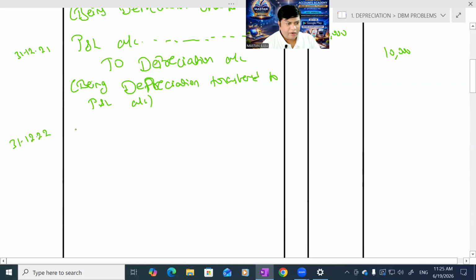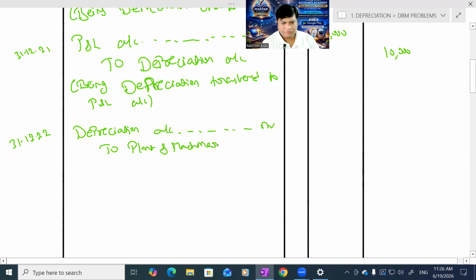31/12/2022 entry again, right? For the second year, the above two entries will be repeated again. Depreciation account debit to plant and machinery account. How much, dear students? Second year depreciation, as we know, is 9,000. So first year 10,000, second year 9,000. Narration same, and the second entry is the same.